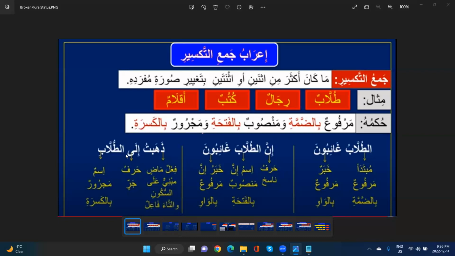Zahabtu ila tullabi. This should also help you with the sentences, and I'm sure you are able to understand the meaning of these sentences. Over here, at-tulabu is majroor bil kasra, and ila is harf jarr. Okay, good. Any question before I change this slide? No, it's clear.